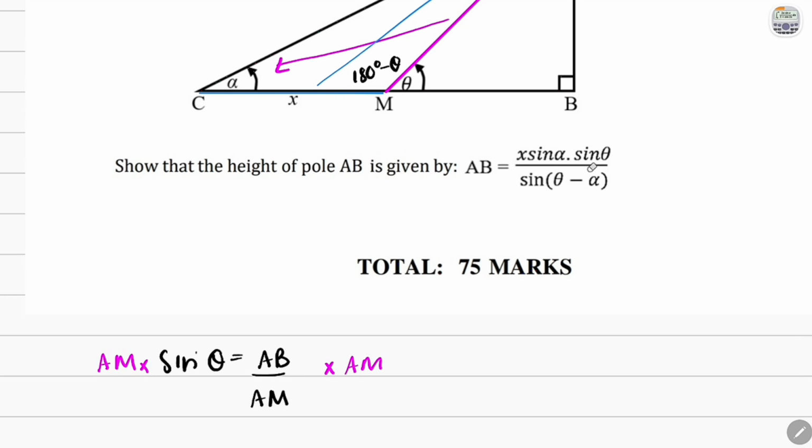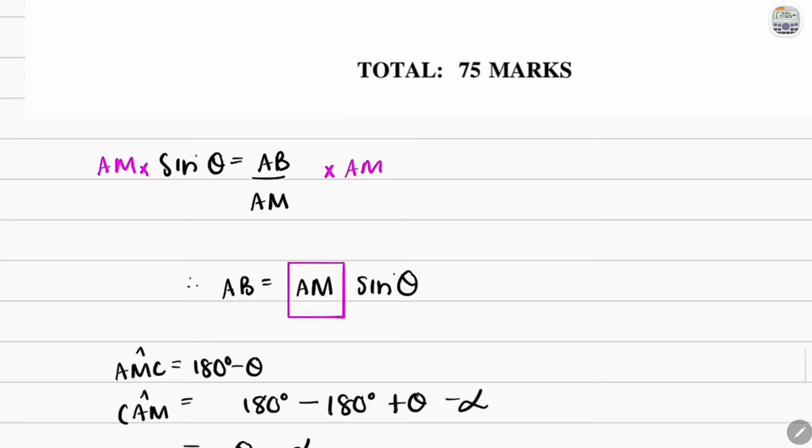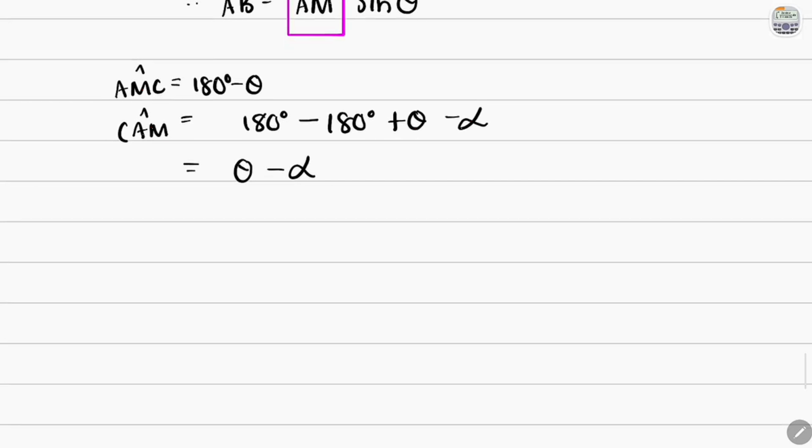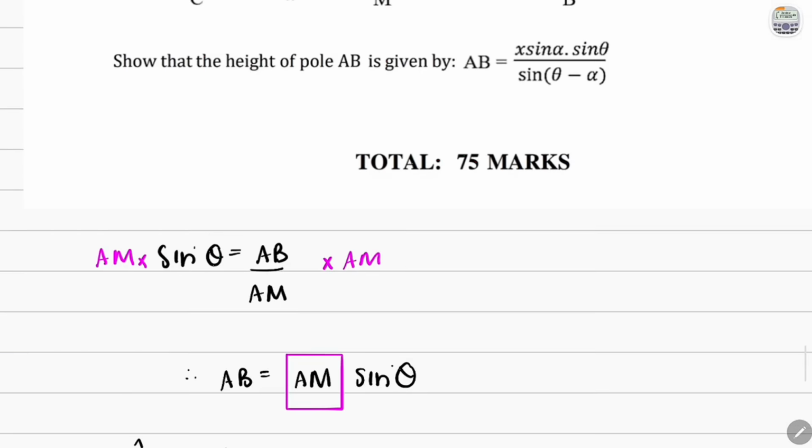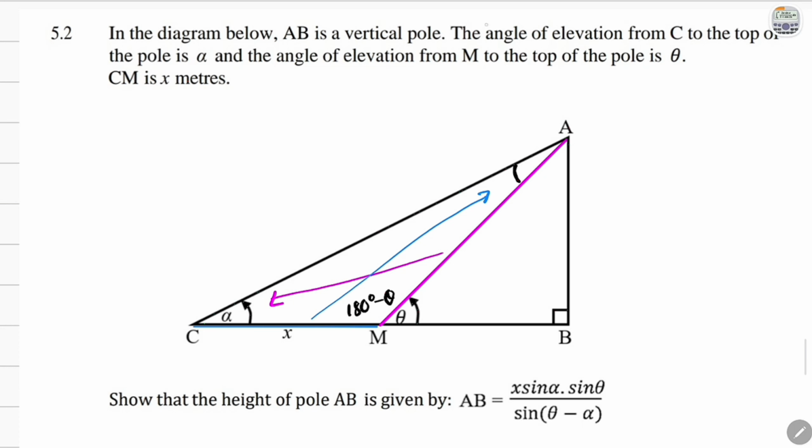Okay, so you don't force it here. You think about how to find AB, and then from there it will start leading you. You'll see, okay, to find this, I must find that. So we know angle CAM is theta minus alpha. Okay, I'll just fill that in so I don't forget. This is theta minus alpha.